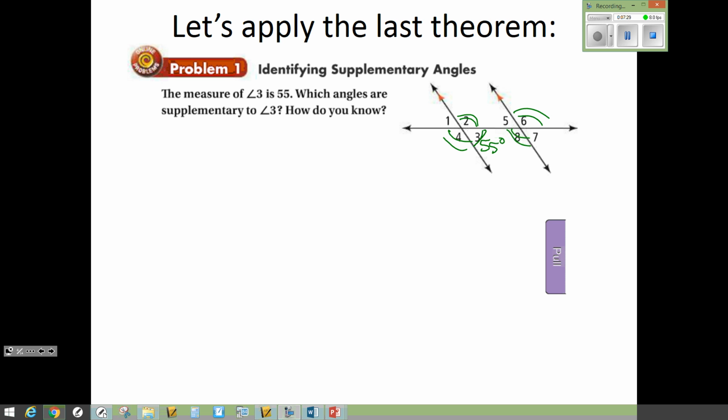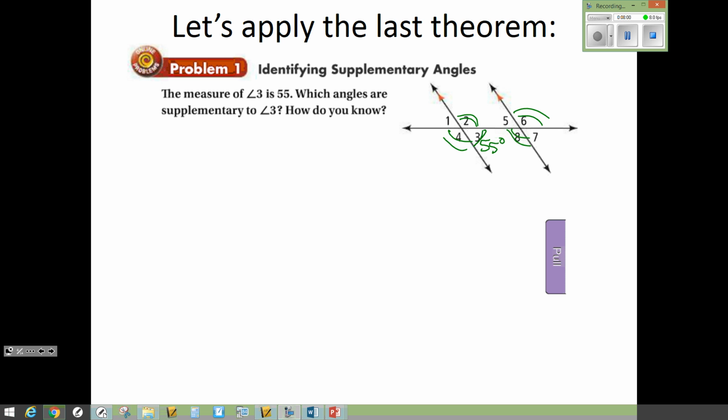Kaylee? Yeah, so you're saying we know 6 is the same as 4 because they're alternate exterior, right? We could use a bunch of things that way, right? Because we also know 6 is the same as 8, right? Because of vertical angles. So either one of those would be good. We also know 6 is the same as 2 because of corresponding angles, right? We haven't talked about that theorem yet, but we will, okay? And so we know that that's the case.